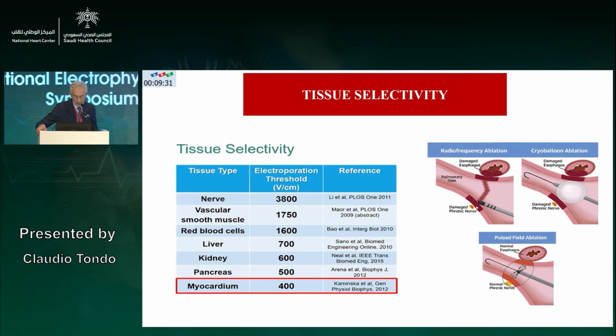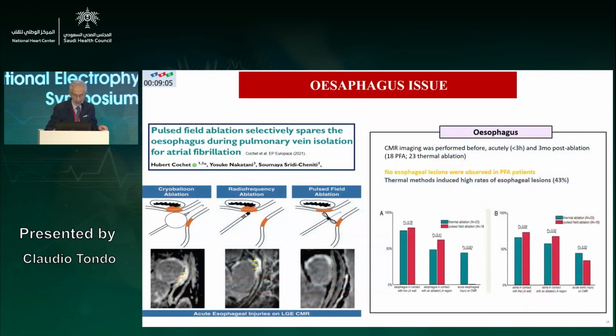Again, I would like to emphasize the fact that you have a threshold for electroporation that is quite low for the myocardium as compared to the other structures, and this explains why the PFA is safe and why you can ablate quite a large amount of tissue without having any complications, as opposed to radiofrequency ablation.